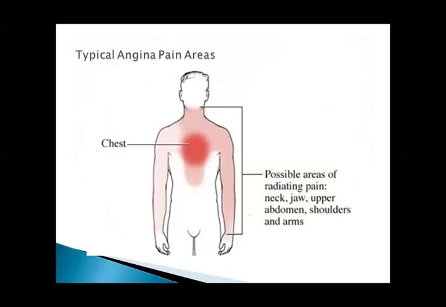Typical angina. So now you see angina, what is the typical cardiac pain area? It is this area of the chest. Possible areas of radiating pain: the pain may also radiate to the neck, jaw, upper abdomen, shoulders, and arms. So these are possible places where, with the chest pain, the pain will radiate, right?